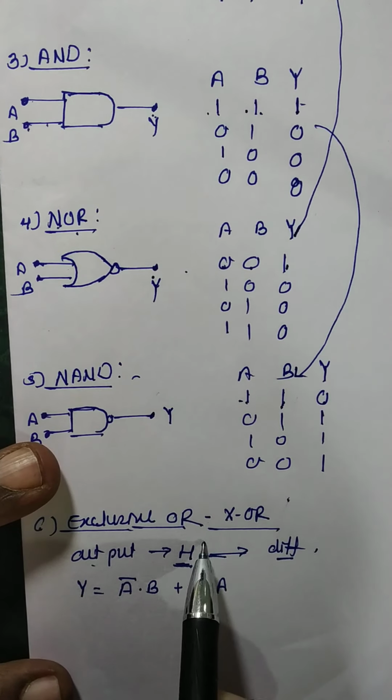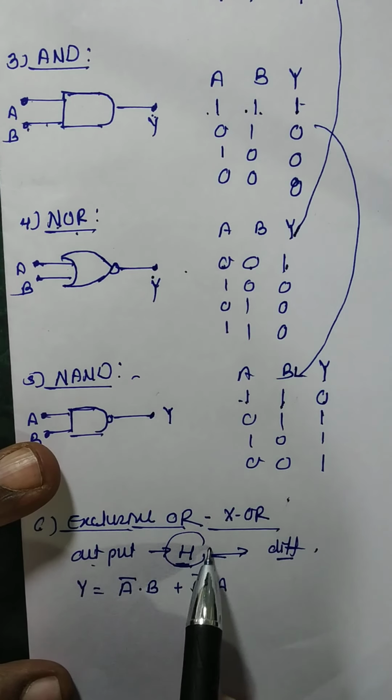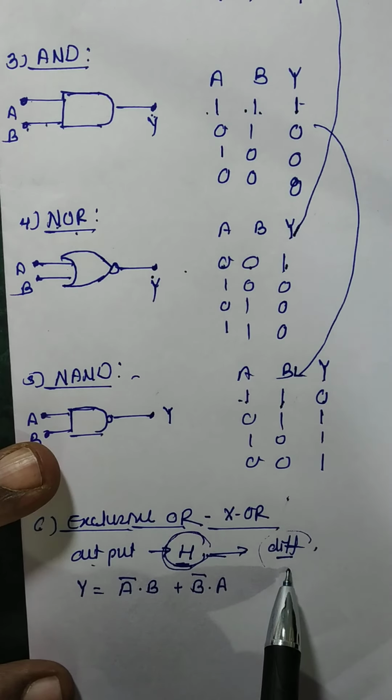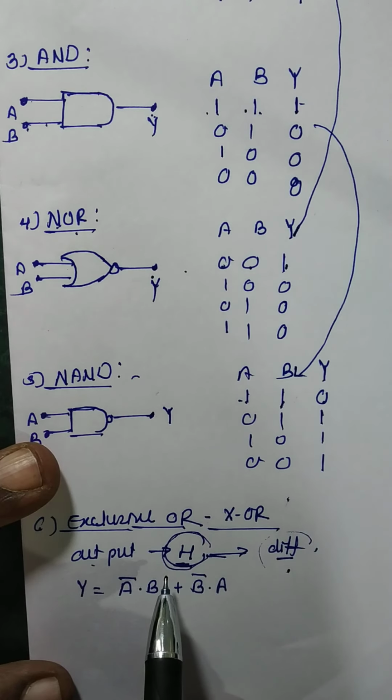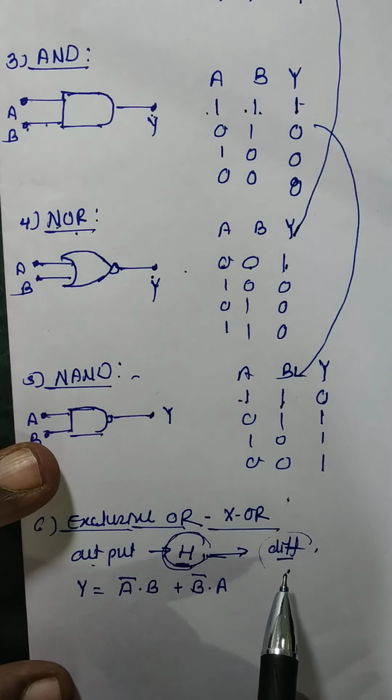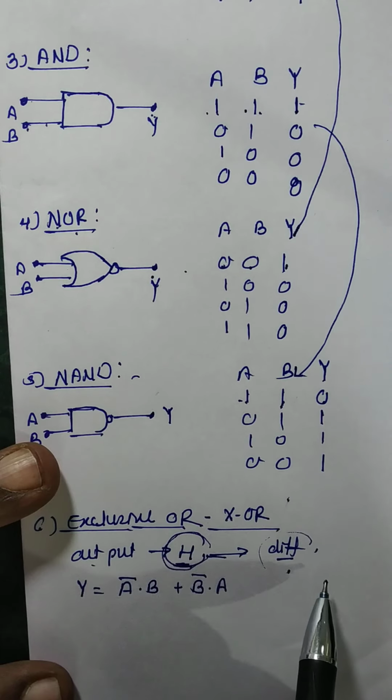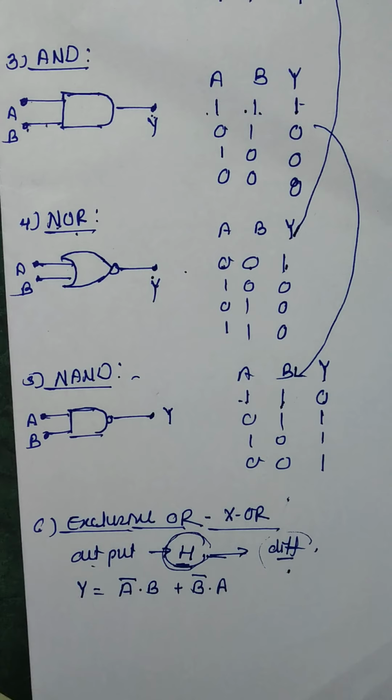XOR gate output is high only when the input terminals are different. Output is high only when its two terminals are at different levels with respect to each other. Okay, this is called the exclusive OR gate. This gate is very useful in many different types of computational circuits.